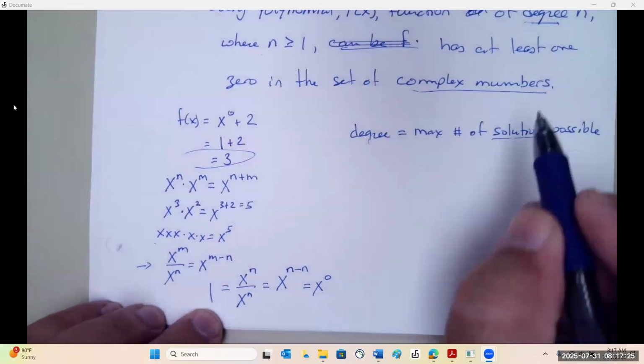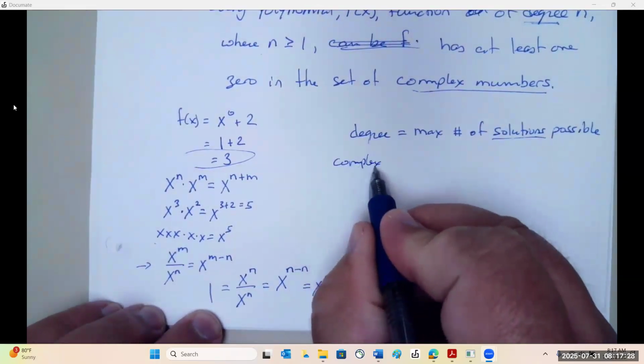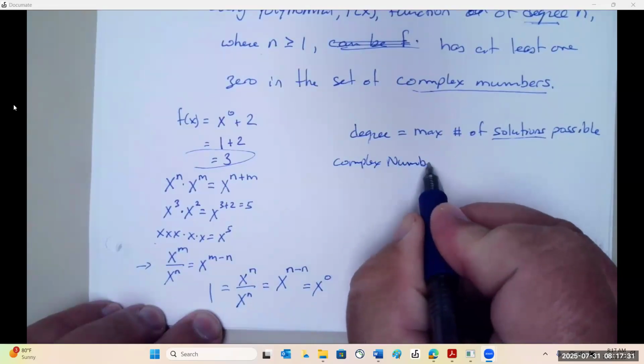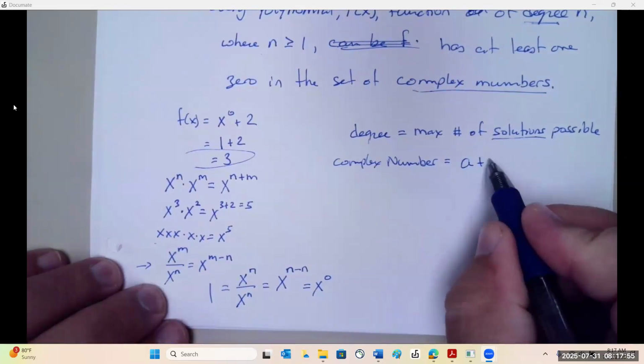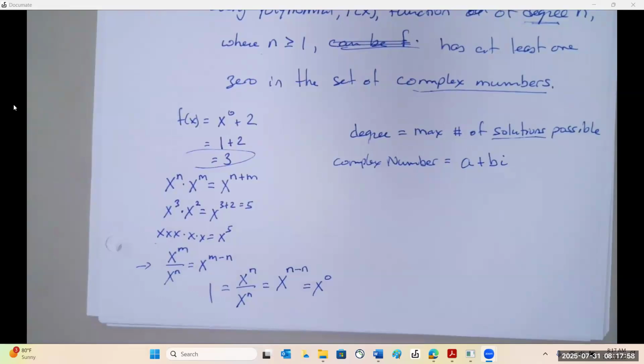Now, what does a complex number look like? It is any number, but what's the basic format of it? What's the formula for it? That's the general formula for it, where a and b are any real numbers. We talked about this in chapter 3 when we talked about complex numbers.